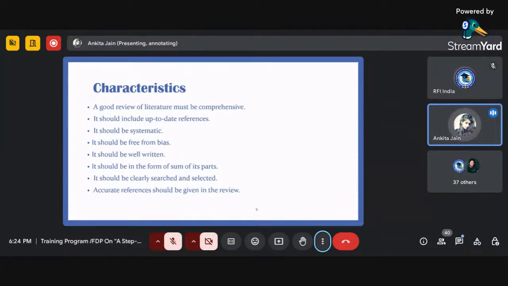Now, characteristics. A good review of literature must be comprehensive. It must have a detailed idea about the study. It should include up to date references. There are some studies which are providing even 1980s what has been done. But nowadays, because the era has changed, technology advancement and everything has changed the perspective of everything. So you should always try to get the recent data. Recent studies must be taken into consideration.